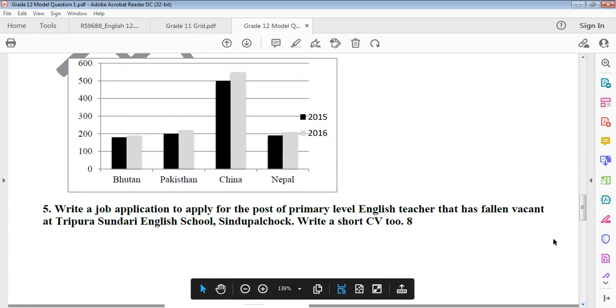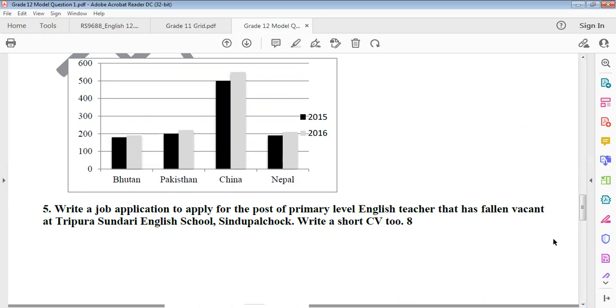So this is an official letter. You need to follow the pattern while writing this job application. It carries 8 marks.